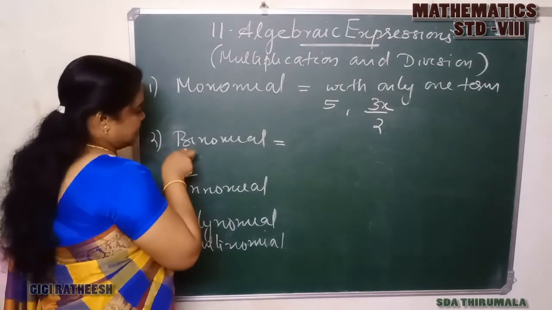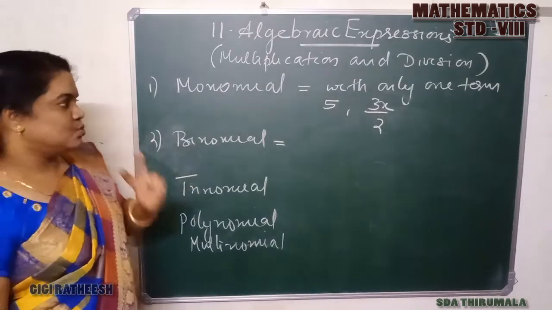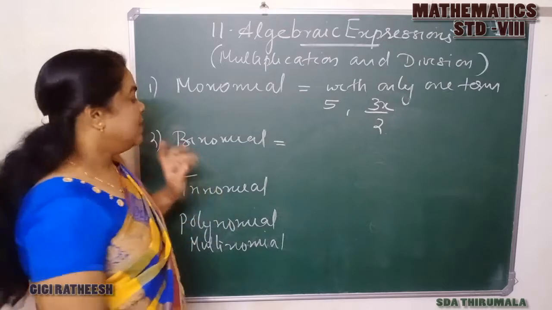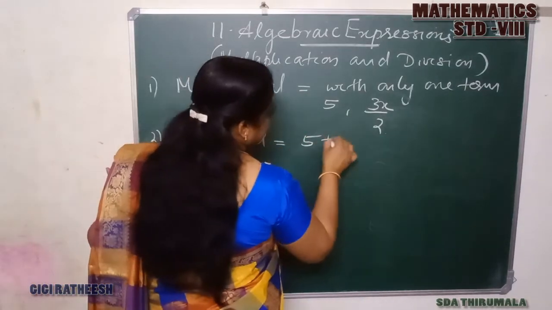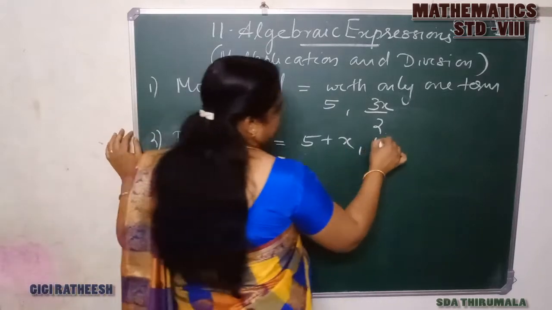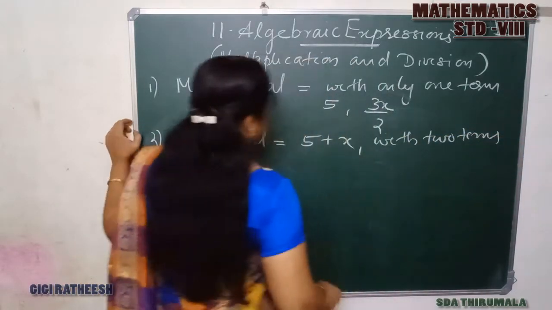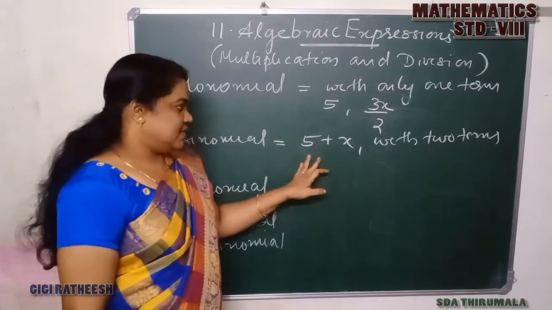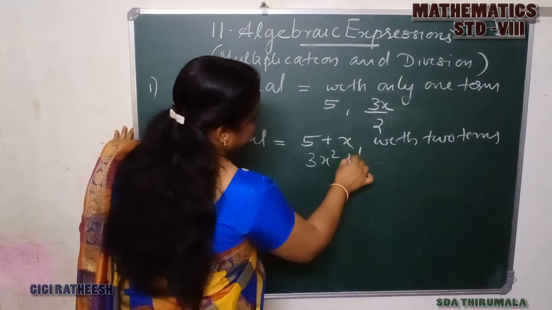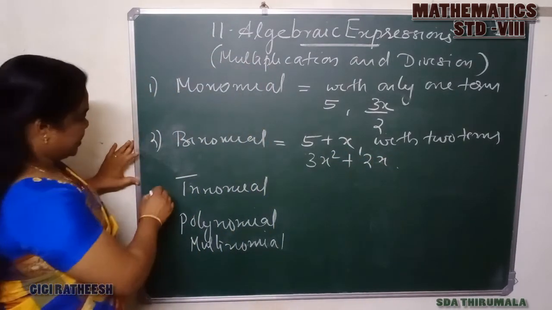From this name, we know that a binomial is an expression with two terms. An expression with two terms is called a binomial. That is 5 plus x. Here 5 is a term and x is another term. Or 3x square plus 2x. These are all binomials.